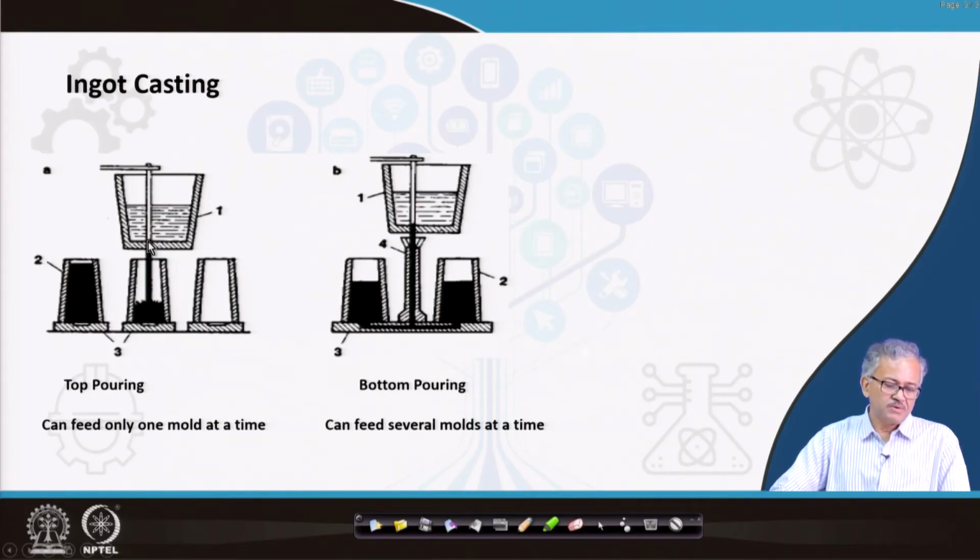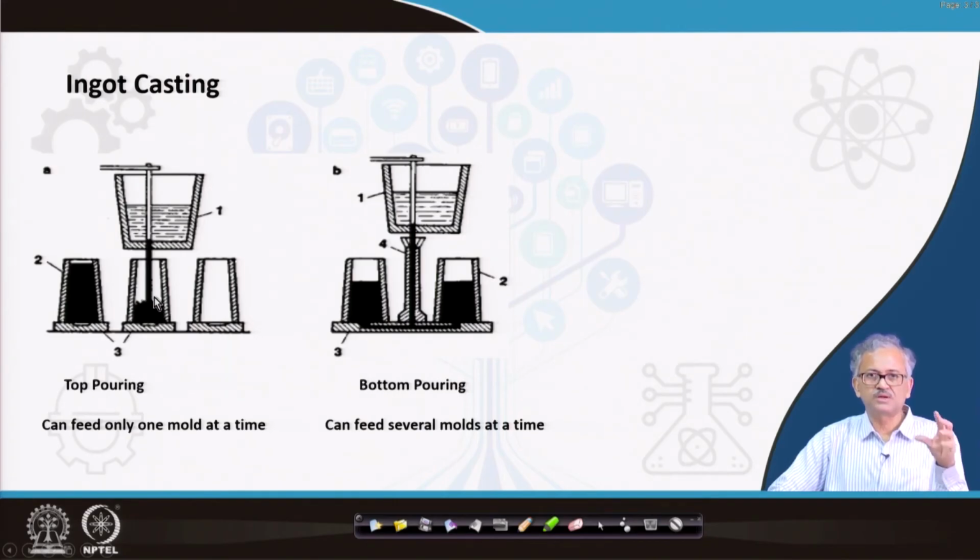One is directly from the top, where you pour it one by one, and it gets solidified. Or you can pour the liquid metal through a sprue and feed it from the bottom. So it is called bottom pouring or bottom feeding. In the case of top pouring, the atmospheric interaction is very high. As you can understand, it interacts with the atmosphere and a lot of turbulence at the surface is there.